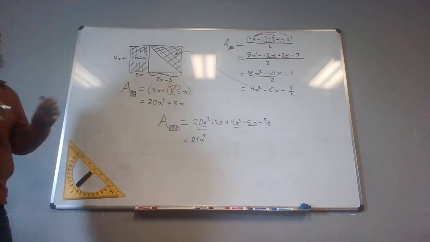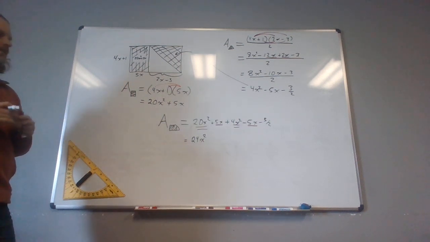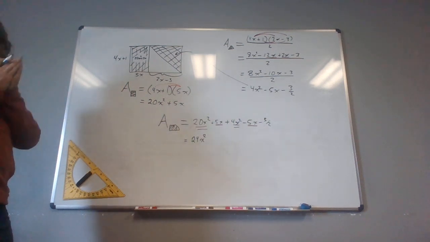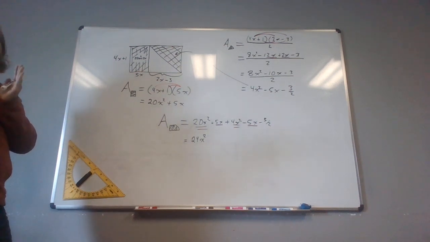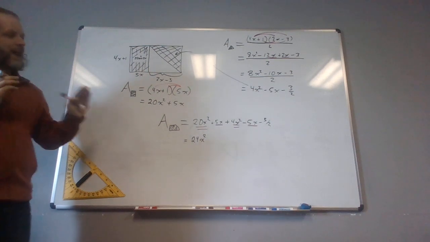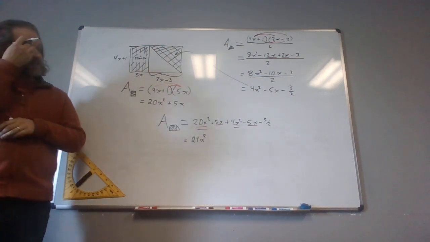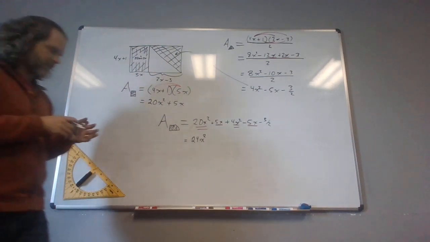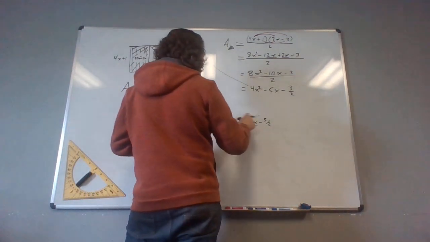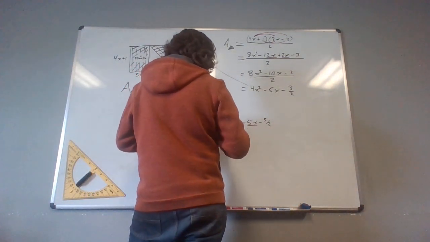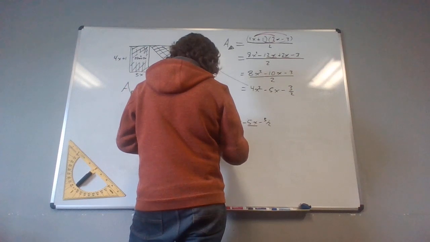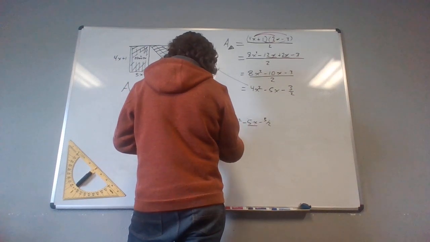Oh. So just 20 plus 4. If you were multiplying them, then you would add the exponents. So x squared times x squared is x to the 4th. Right? So 5x plus negative 5x is what? Cancels out. And then we just bring down the negative 3 halves.